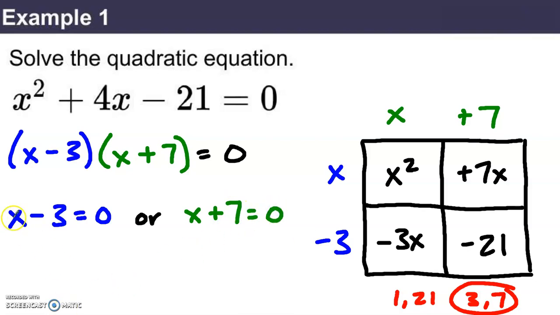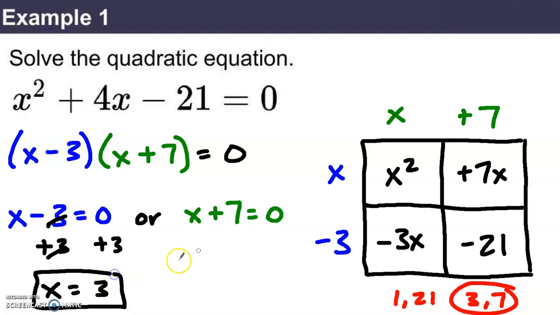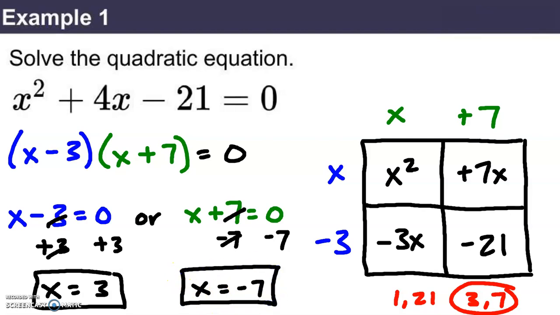And I can solve both of these equations using the addition and subtraction properties of equality. If x minus 3 equals 0 and I add 3 to both sides, I get x equals 3. If x plus 7 equals 0 and I subtract 7 from both sides, I'll get x equals negative 7. This equation has two solutions, 3 and negative 7.